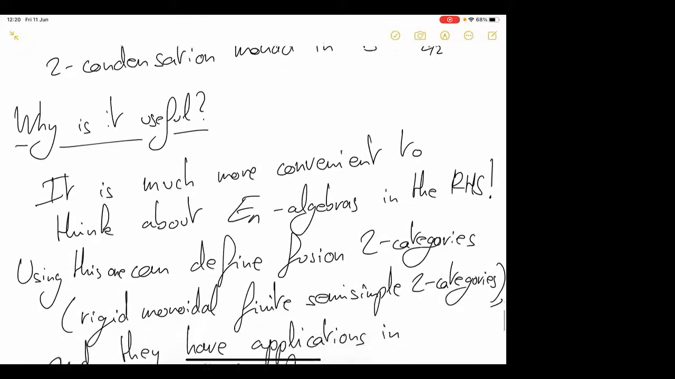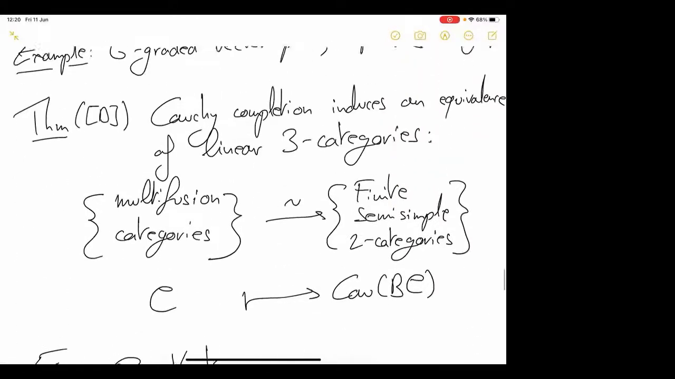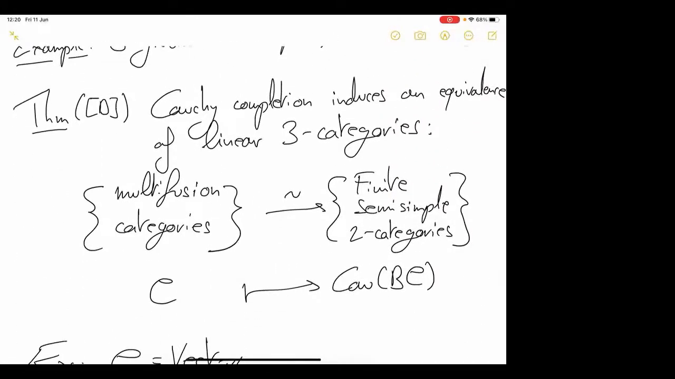And finally, a comment as to why you might actually care about all of this. Well, the point is that it's much more convenient to think about E1 algebras, or putting an E1 algebra structure on a two category rather than putting it on a multifusion category. Why is that? Well, I was purposefully rather vague as to what these three categories actually look like, but the right-hand side really is a subcategory of the three category of two categories, so something that we understand. But the left-hand side actually isn't.